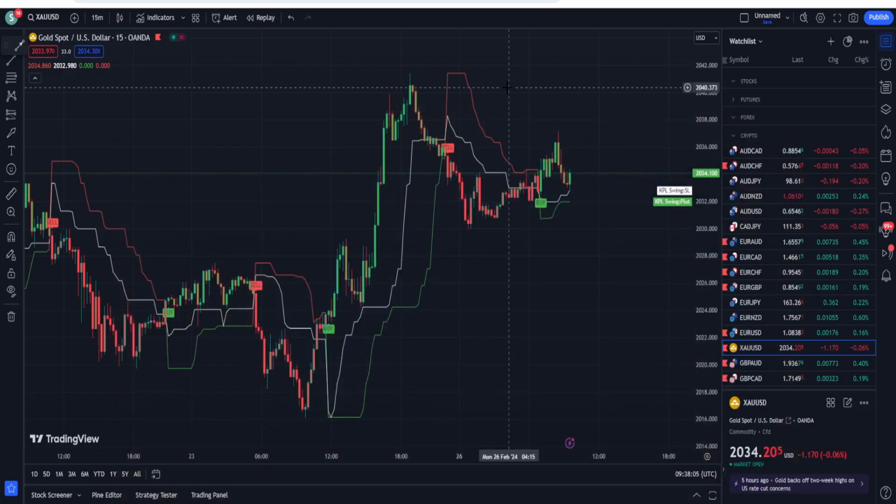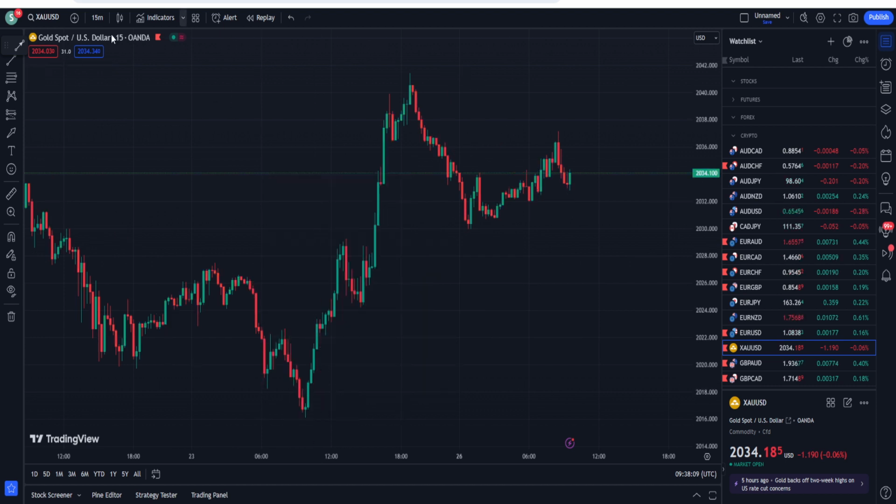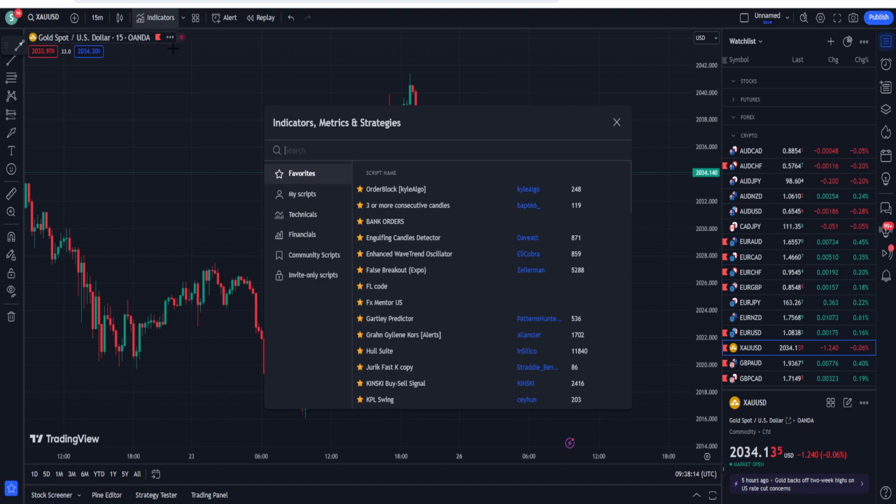Okay guys, I'm going to remove the indicators from my TradingView so that we can reattach it, and we will go to the indicator section here.